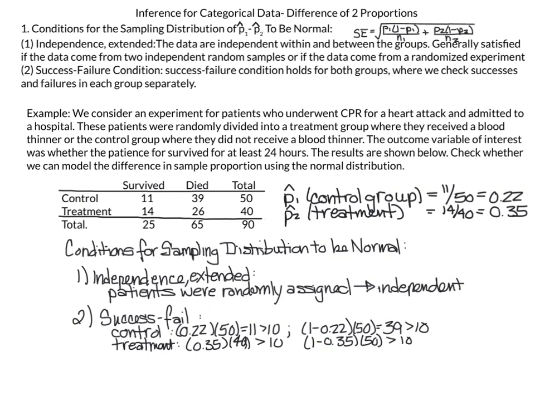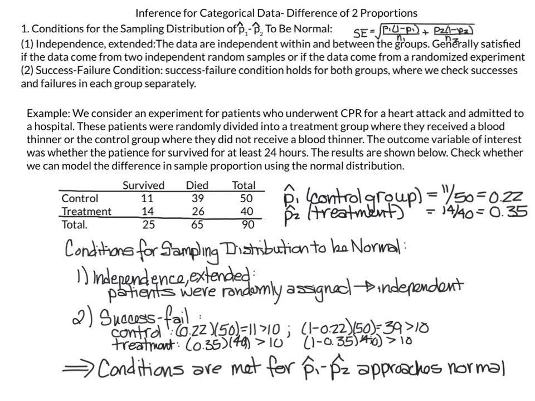Here are our failure rates. So for our control, where we have 50 people, our failure rate is 1 minus the success rate, 1 minus 0.22, times 50, and that's equal to 39, which is greater than 10. And our failure rate for the treatment group is 1 minus 0.35 times our total number of people, which again, this should have been 40, also greater than 10. So we have verified our two conditions, independence and success-failure, so we can assume a normal distribution.